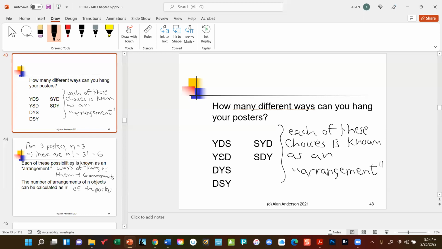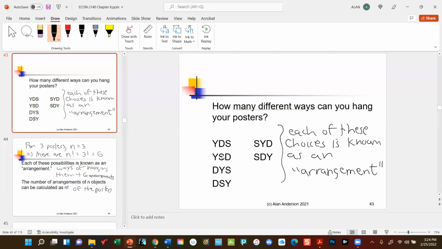And of course, it doesn't have to be posters. It could be anything. It could be books on a shelf, for example. It could be cars in a garage. As long as we're changing the order, each way I can rearrange the ordering is called an arrangement. Now, if you notice here, I was able to find out how many arrangements I have available to me by simply writing them all out.